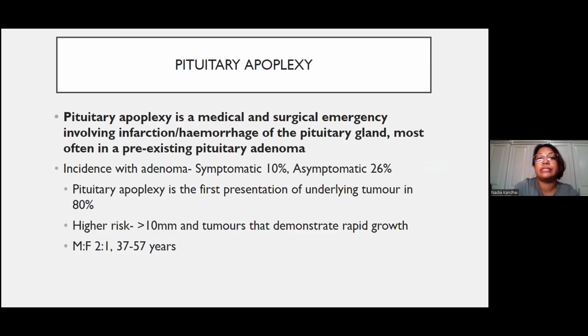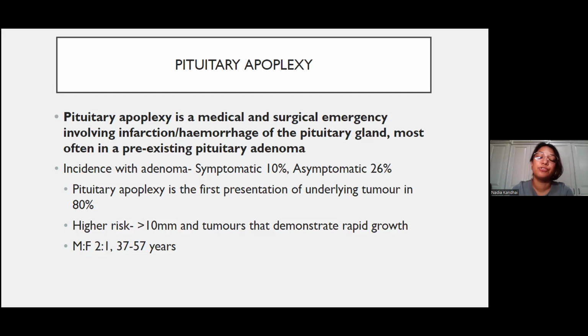So now we could go into detail on pituitary apoplexy. So pituitary apoplexy is a medical and a surgical emergency involving infarction or hemorrhage of the pituitary gland, most often in a pre-existing pituitary adenoma. The incidence with adenoma symptomatic is about 10%, whereas asymptomatic, we have 26%. Most of the times, in 80% of patients, pituitary apoplexy is the first presentation of an underlying tumor.